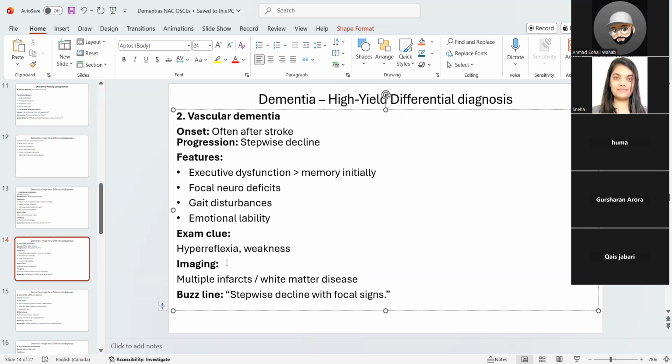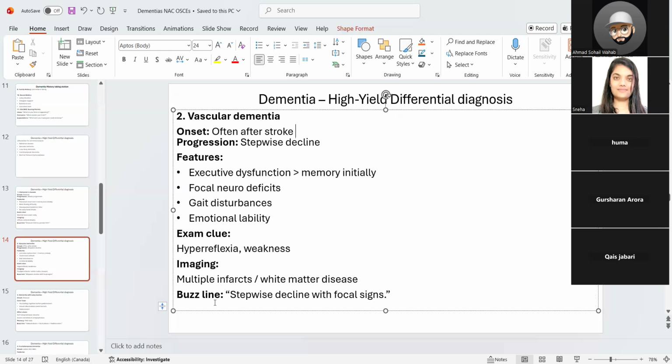For exam, if they give you a history of stroke-like presentation and then they say patient developed hyperreflexia and weakness, and now memory concerns, remember vascular dementia should be top of your diagnostic differentials. Imaging usually will show multiple infarcts or white matter parts of the brain that have been affected. They may have plaques or old infarcts, anything.